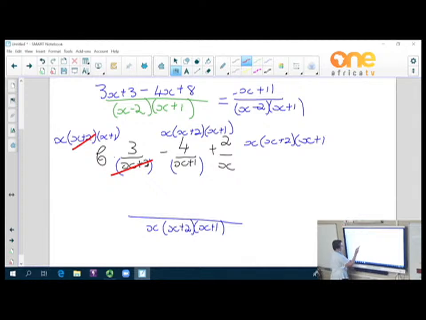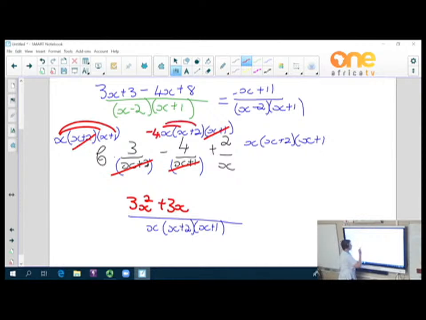But now remember, you must multiply 3 with x and with x plus 1. So this gives me x squared times the 3 is 3x squared. This gives me x times 3 is plus 3x. Here, this one will cancel out. So it is now negative 4x. There's actually a negative 4x, which we multiply with each one there. So it is negative 4x squared minus 8x. And here the x's will cancel out.